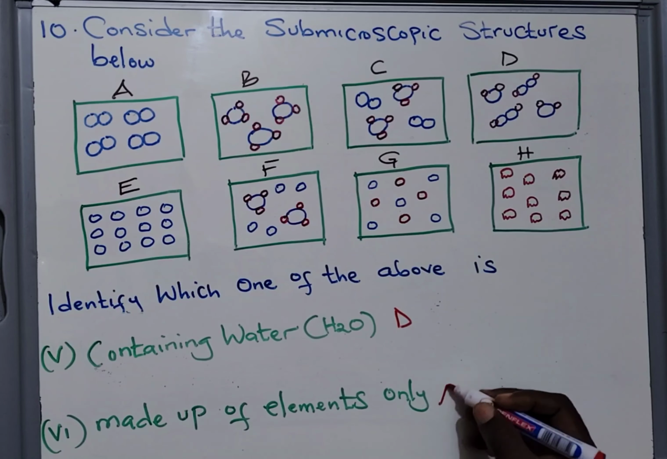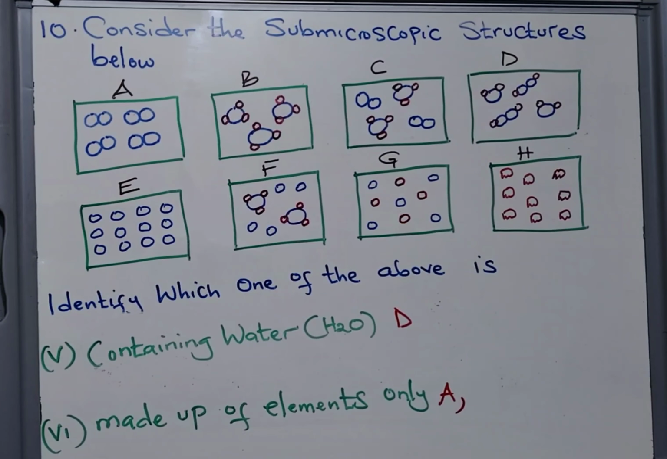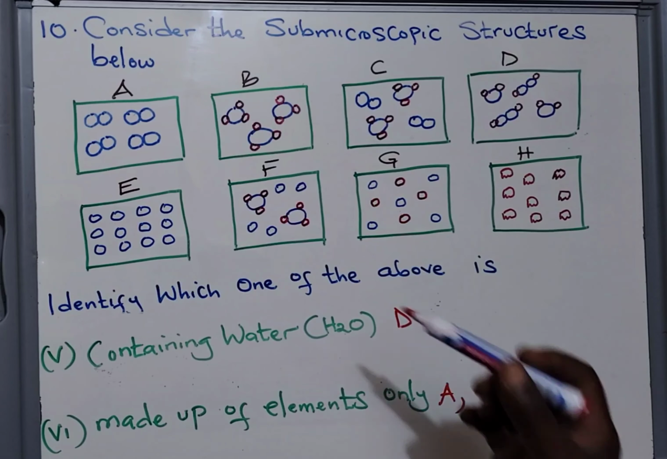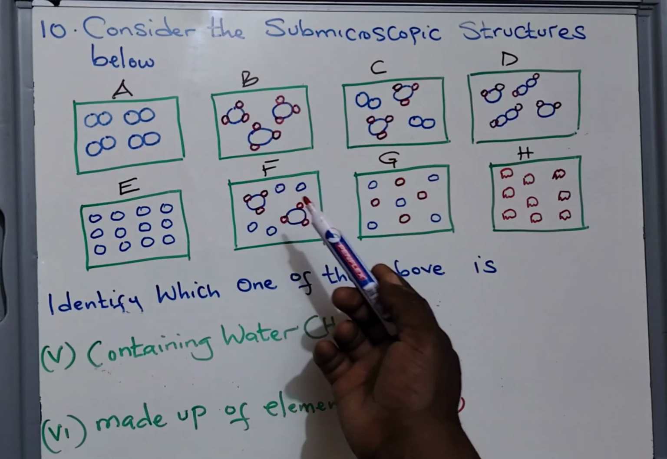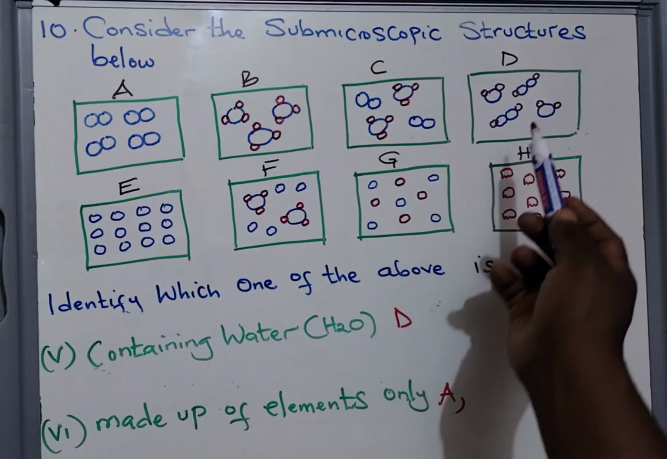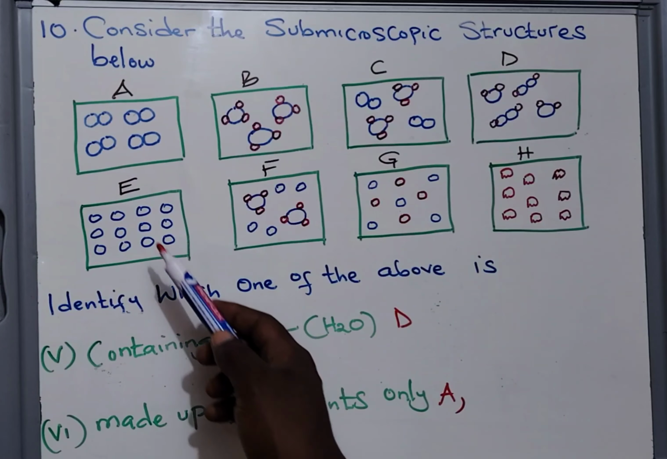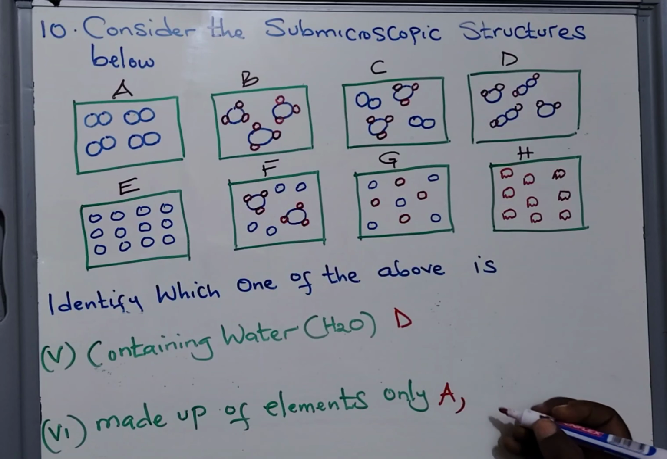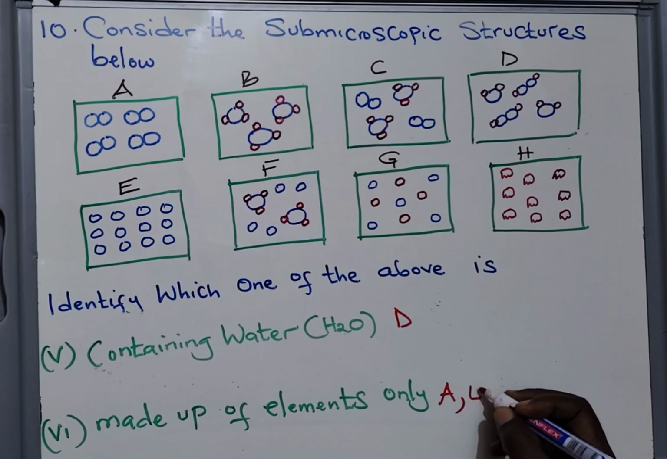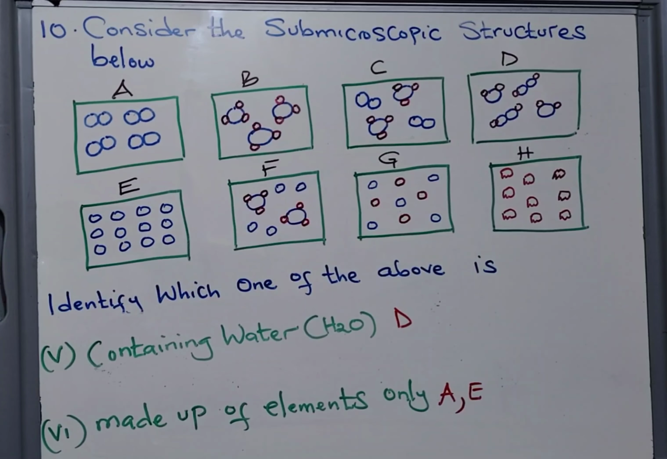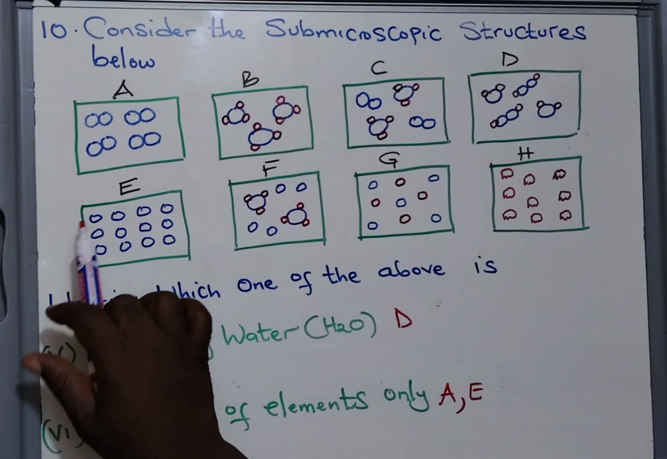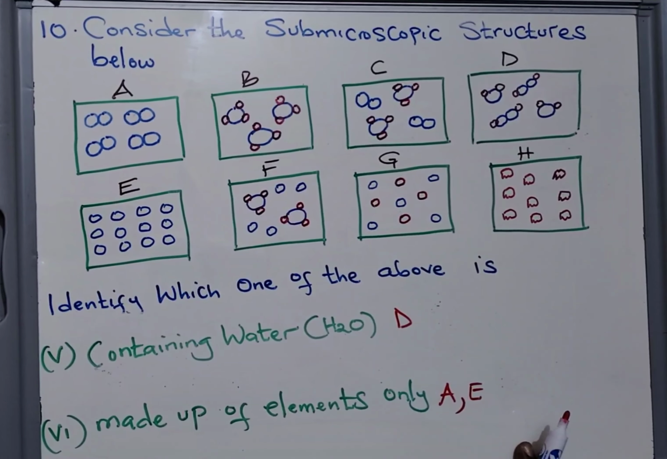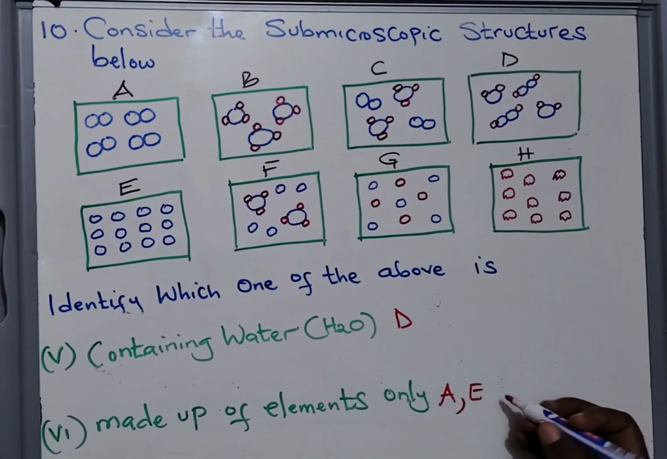So the first answer is A. It has atoms of the same kind. This one is not, because we have the blue atom and the red, so they are different. The same applies here. The same applies to that one. Another one which has elements only is E. E is made up of atoms of the same kind. Okay.